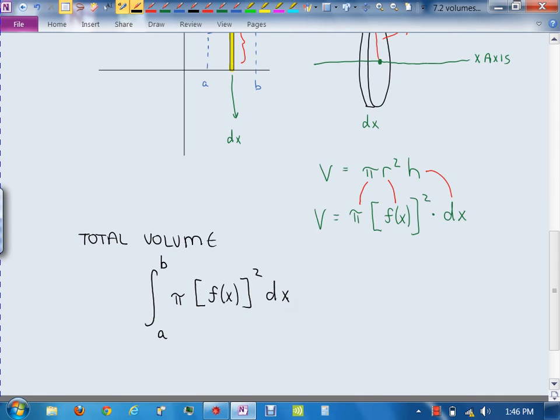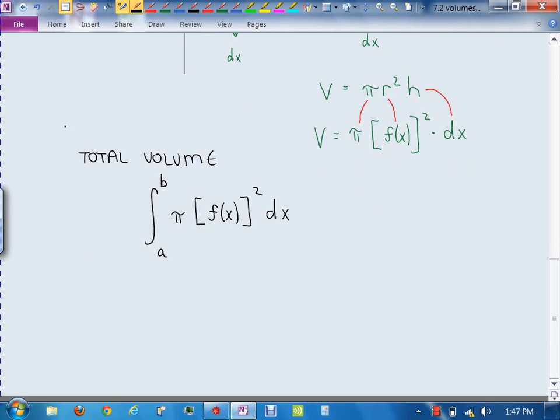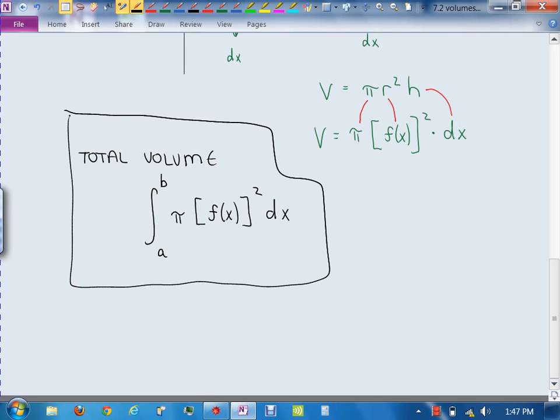So in general, if you have a function that you ever want to rotate around the x-axis and find the volume of that solid, it's the integral from a to b of pi times the function squared dx. That's it. That makes sense? So that's it right there. That's kind of our big formula. So we'll do an example.